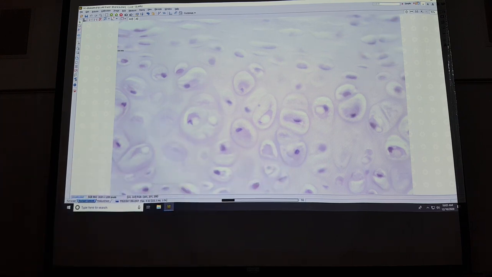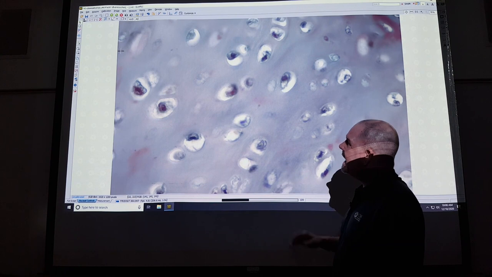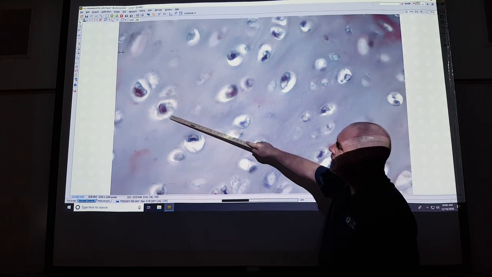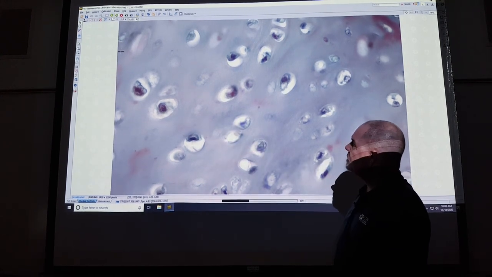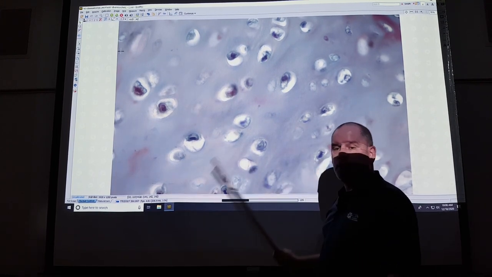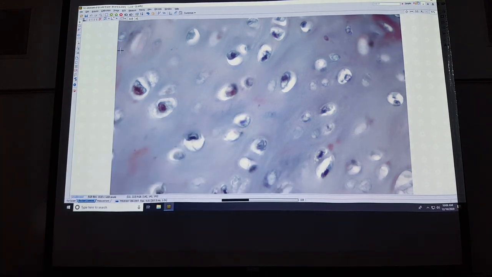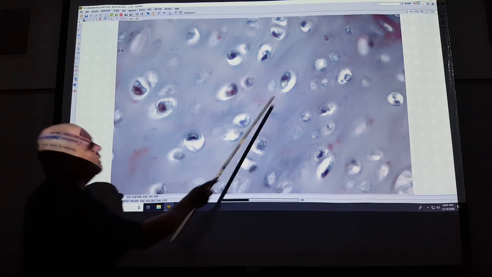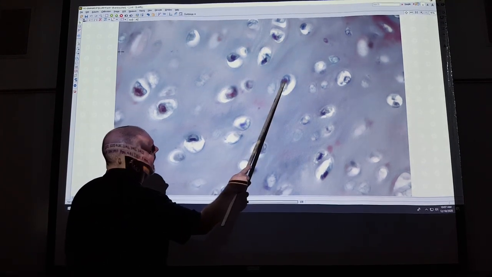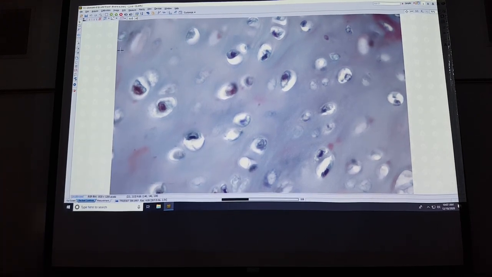Let's take another look at this one. Here's another very nice view of hyaline cartilage where I can see the lacunae and the chondrocytes very nicely. A gelatinous matrix with no distinct visible fibers running through it. This slide's a particularly nice one. So I can see what? The lacuna and the chondrocyte here.